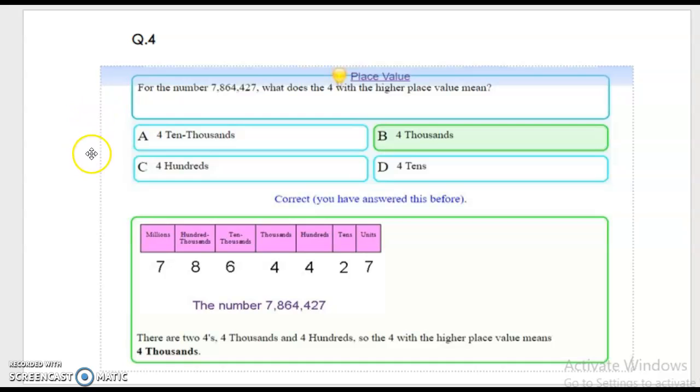And see this question for the number 7,864,427. What does the 4 with the higher place value mean? Because here there are two 4s in two boxes. One is lower and another is higher. So what will be the higher place value in this number? Here it will be 4. One 4 is in the 100 place and another 4 is in the 1000 place. So the answer will be higher place value 4000. Next.